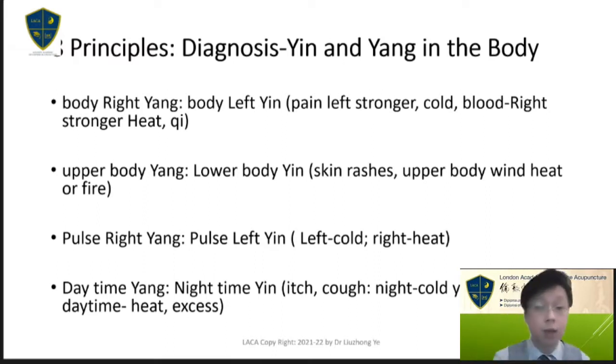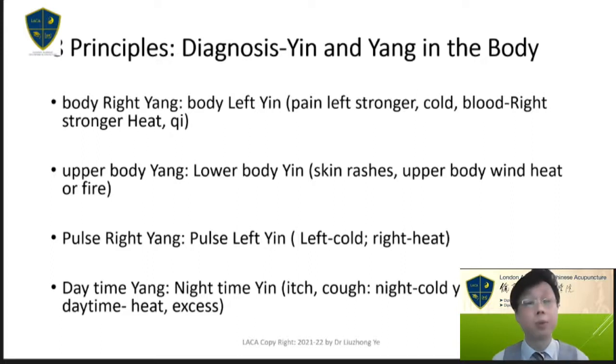So here we'll talk about the right side of the body. They belong to the yang. So therefore, the left side of the body belongs to yin. That means anything happening on the right side of the body, they tend to indicate more problems with the yang nature of your systems. That means there could be either qi or yang deficiency, or qi or yang excess. Anything happening on the left side of the body belongs to the yin nature, which means then you find out this is more to do with blood or yin deficiency, or blood and yin excess.